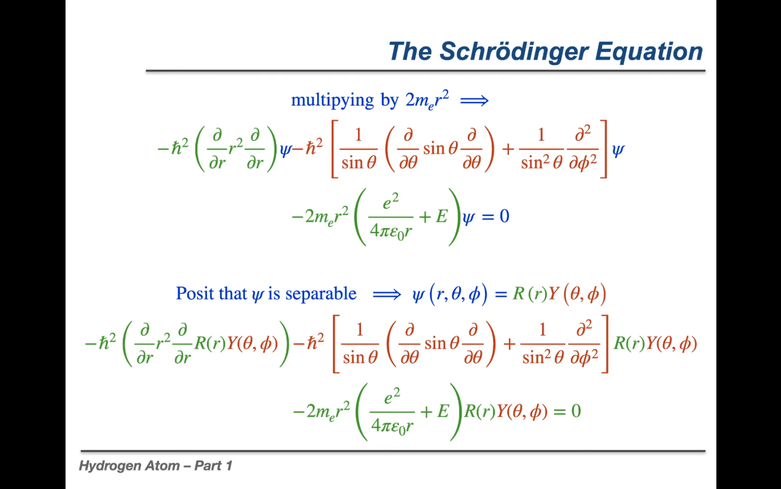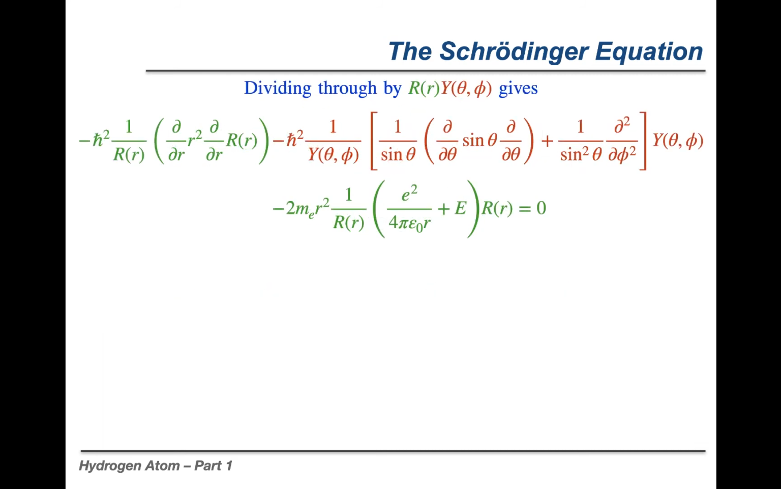As we have in the past, I'll now divide by R times Y. That leaves me with the expression on the screen now, where all I've done is to just simplify by canceling out Y of theta and phi in the green terms and R of r in the red terms.